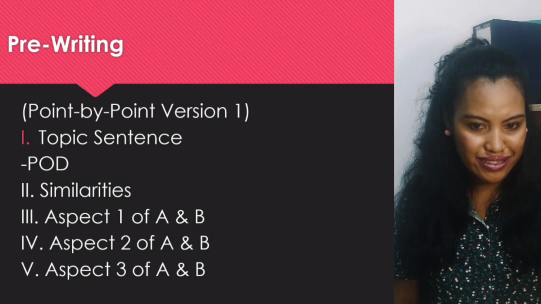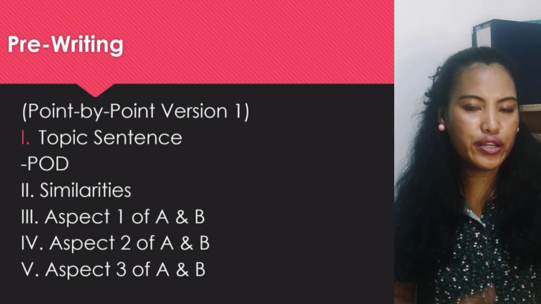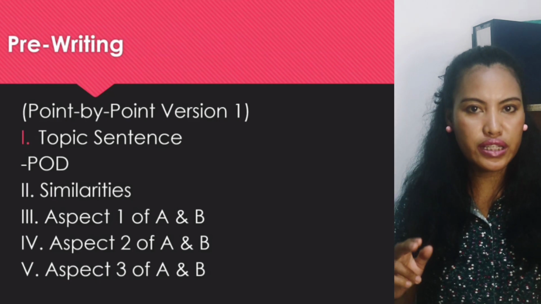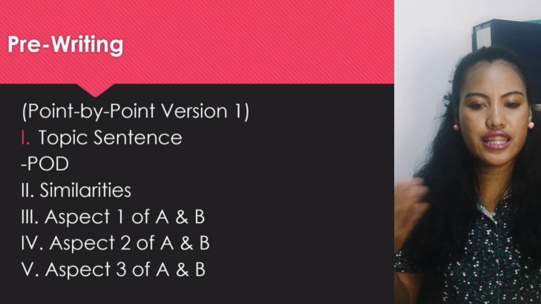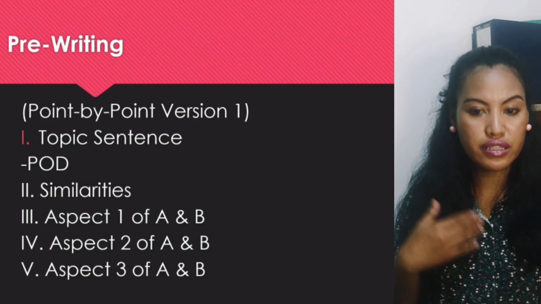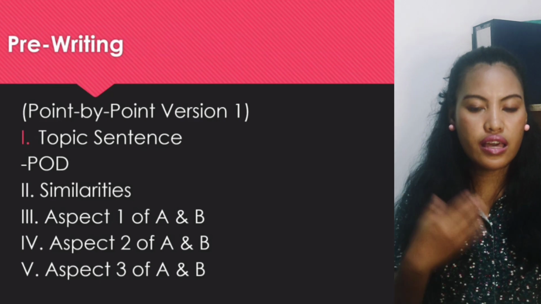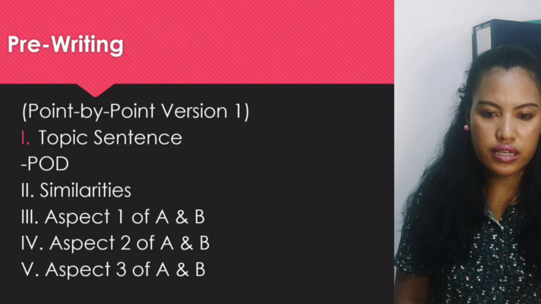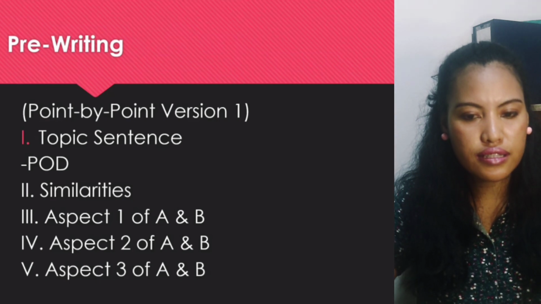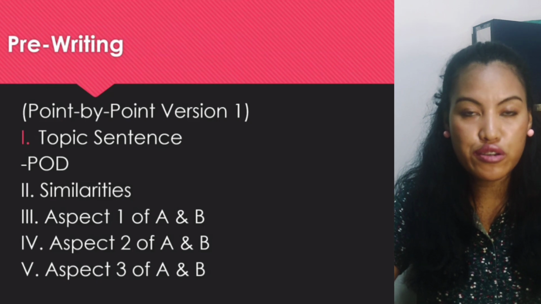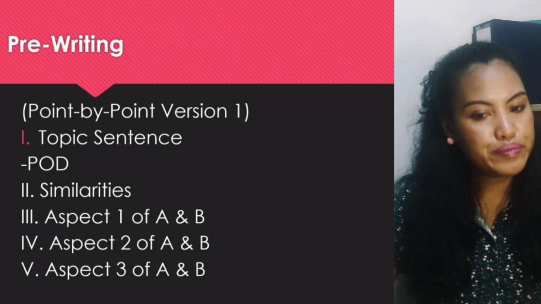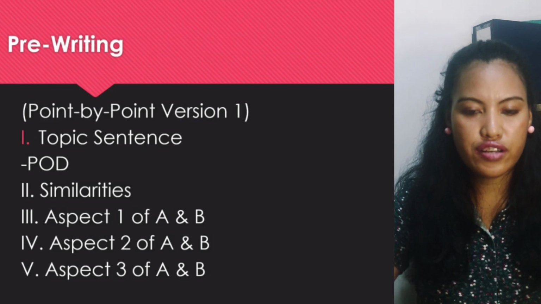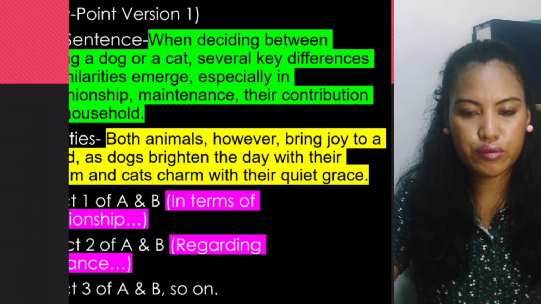So in version 1, the topic sentence and the point or the plan of development are still on the topmost. And then the second one is the pointing out of the similarities. And the third one is the discussion of aspect 1 of A and B, and then aspect 2 of A and B, and then aspect 3 of A and B. So if you're going to look at it, it's just the position of where you are going to describe the similarities of the two items that would be different.